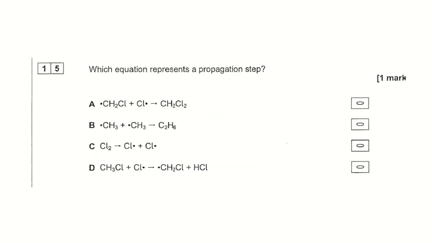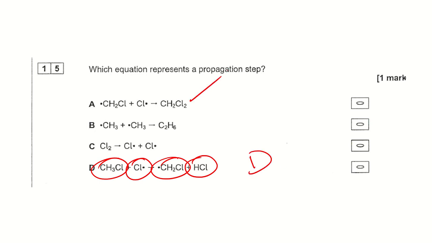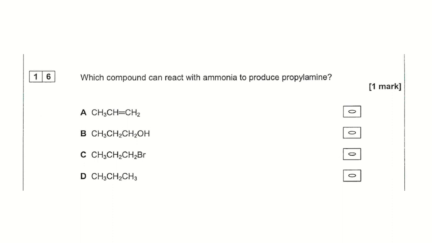Which one's a propagation step? Propagation steps have molecules and radicals to give you molecules and radicals. The only one that does that is molecule, radical, radical, molecule. So the answer had to be D. This one is a termination: 2 radicals making a molecule. Termination. This is initiation, a molecule making 2 radicals.